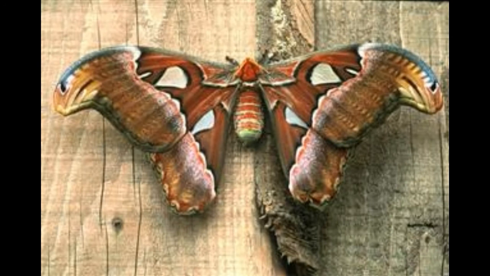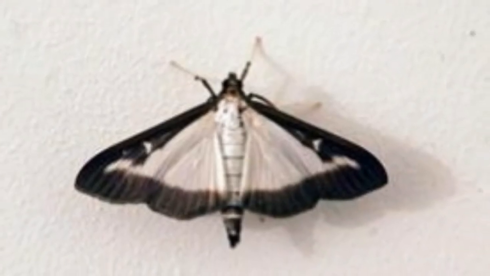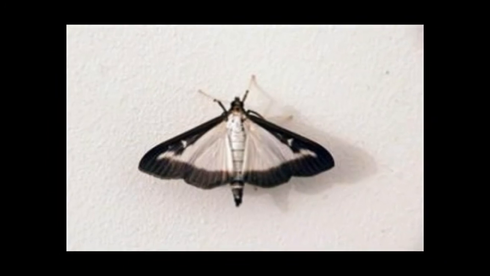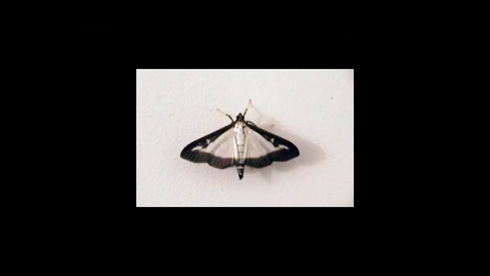Both caterpillars and adults of Lasiocampids are large and exhibit a larger percentage of diurnal behavior than other moth families. These moths are generally not brightly colored. Usually, the colors are dull shades of brown and gray.